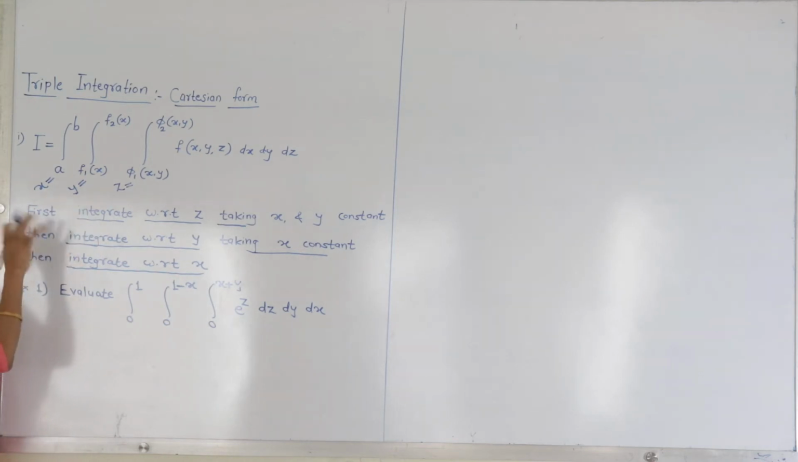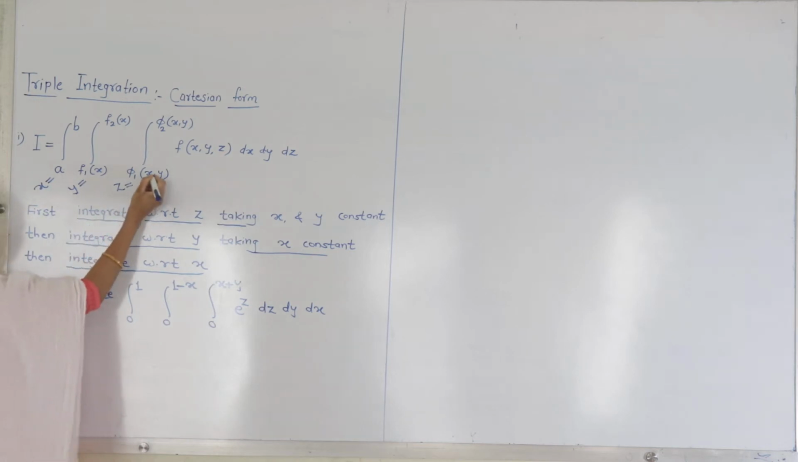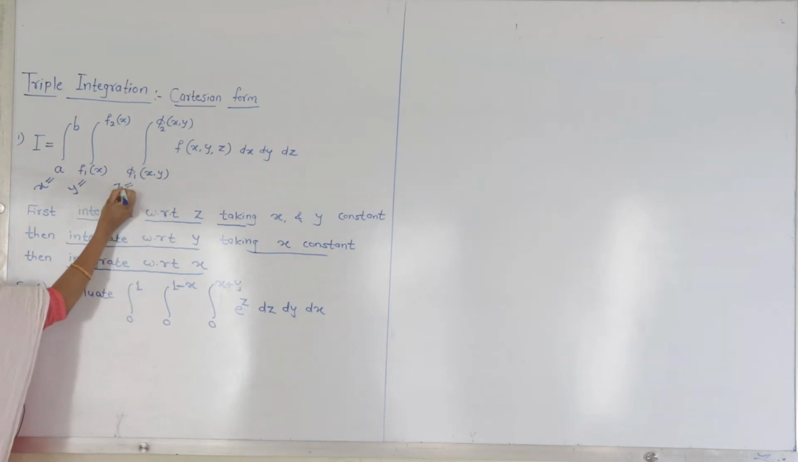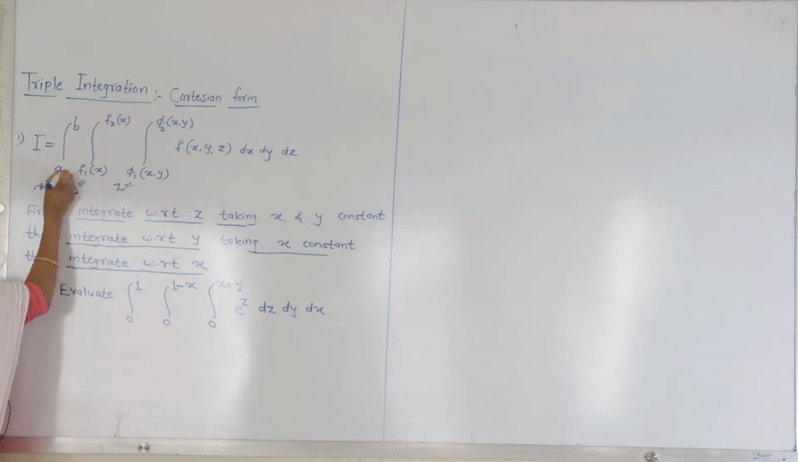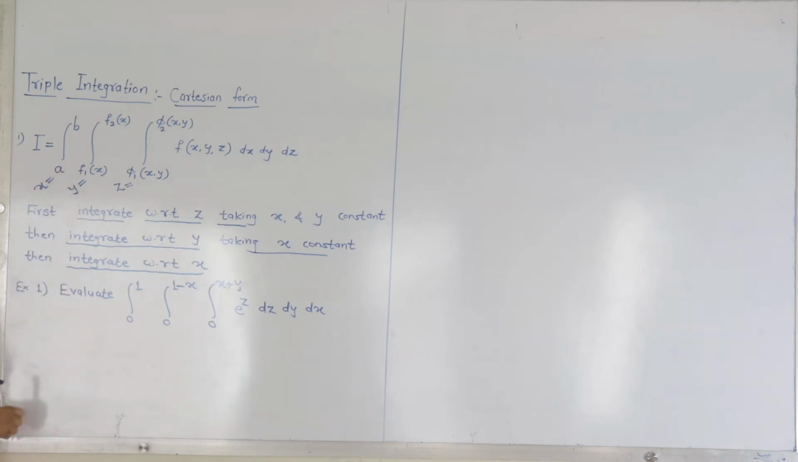Now we can change the order. If inner limits are in terms of x, y, first integrate with respect to z, then second limits are in terms of x, then integrate with respect to y, outer limits are constant, then integrate with respect to x.